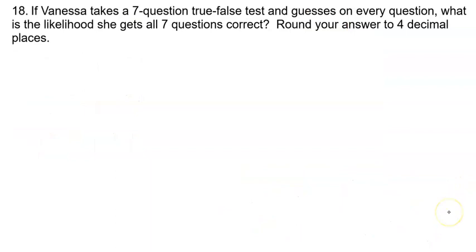Okay, so you do number 17, and I wanted to talk about 18. If Vanessa takes the 7-question true-false test and guesses on every question, what is the likelihood she gets all 7 correct? Round your answer to 4 decimal places. Alrighty. So what you need to look at is every event. So the first question, she is going to answer true-false. What is the probability she gets that one correct? Well, that's only going to be 1/2.